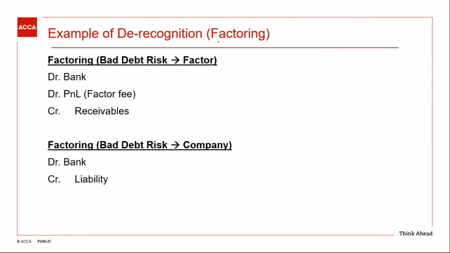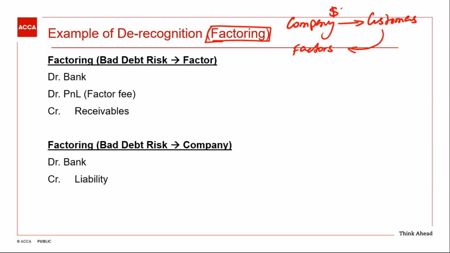Now let's have an example of factoring. What factoring is basically that if we are a company and we sell goods to our customers, but we don't have time to collect the amount from them. So what do we do? We actually outsource or sell these customers' recovery to the factor. So let's say the company has made a sales of $10 million to the customers and has asked the factor to collect that amount from the customer. This means we have actually sold our receivables.